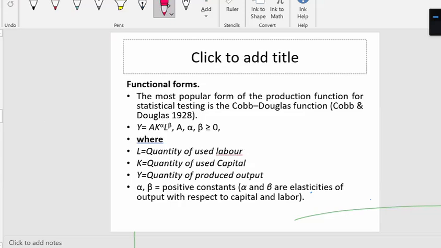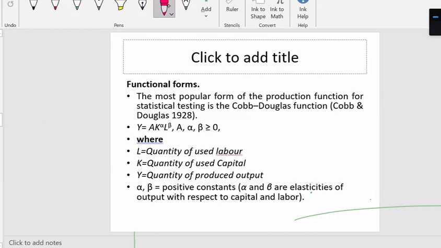Elasticity of output. What does it mean? How much of output change when the capital, let's say, increases by something? Well, this is when you say alpha and beta, this is an elasticity of output. In what magnitude does the output change when you increase, let's say, capital? In what magnitude does the output increase when you increase labor? So this is the magnitude of change. Or sometimes we call it elasticity of output with respect to capital and labor.